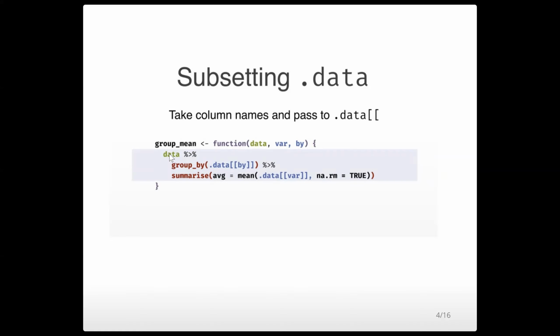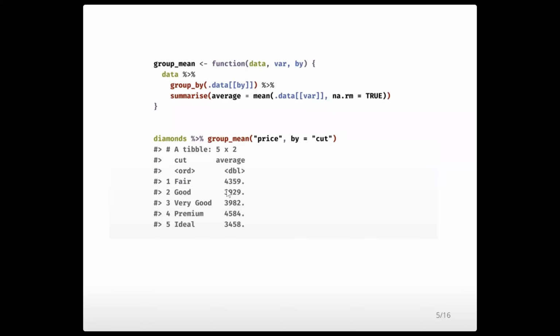So the data, before it was diamonds, var, which was cat, and var, which was price, and by, which was cat. So does this work? Yes, it does. So this is the function again, just for reference. So now, let's call that function. We already defined it up here. So let's call it with the dataset diamonds. And then we say diamonds, take diamonds and then group mean. So group mean is the function that we wrote.